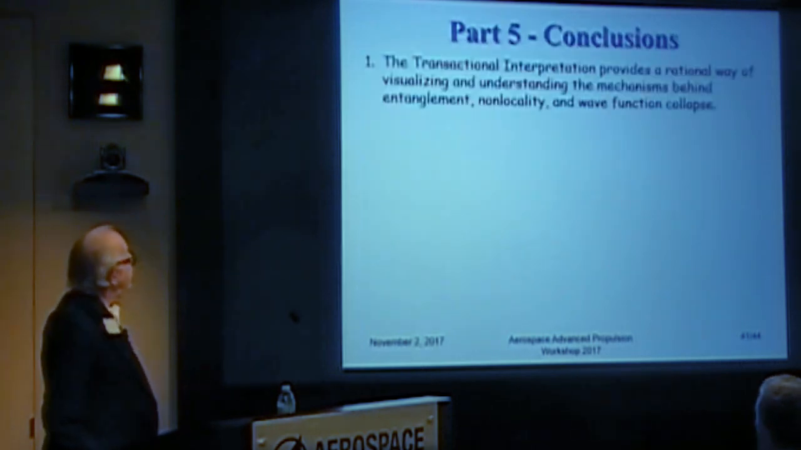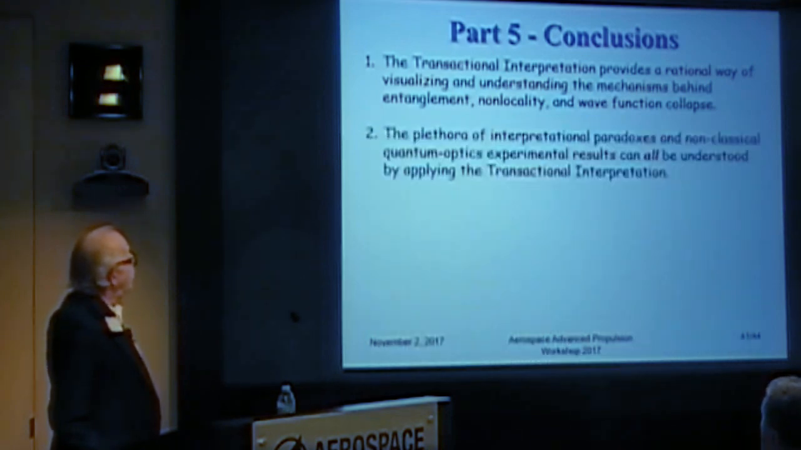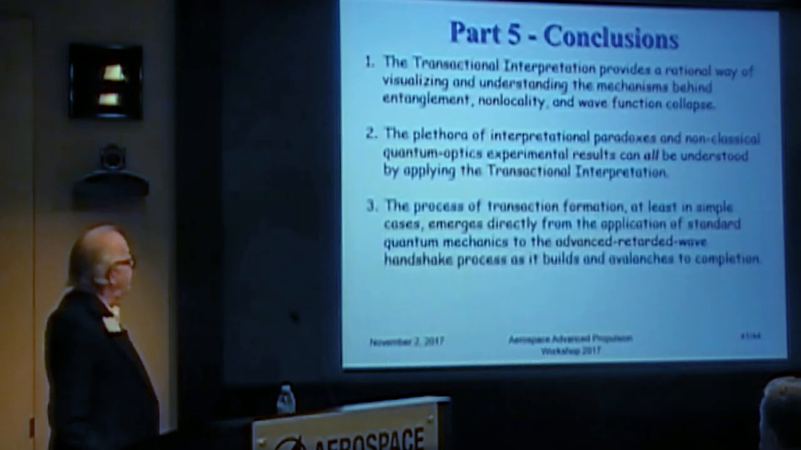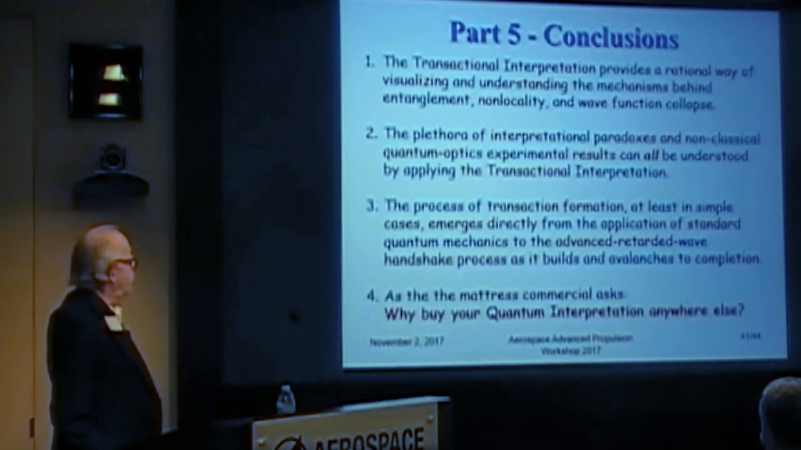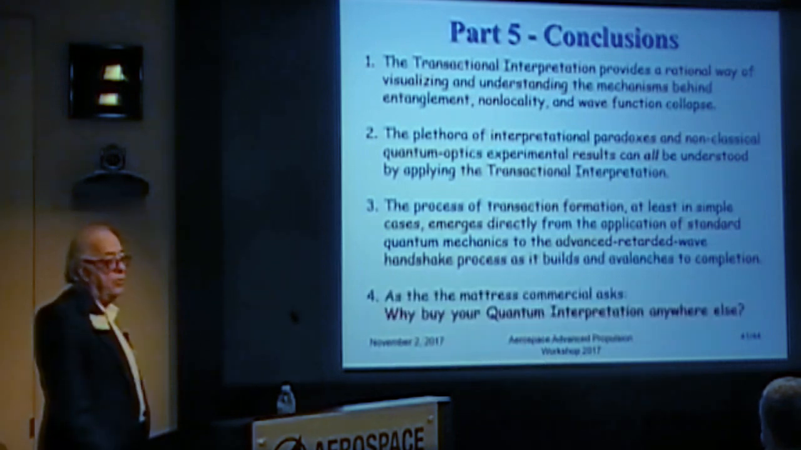so the conclusions are that the transactional interpretation provides a rational way of visualizing and understanding mechanisms behind entanglement, non-locality, and wave function collapse. The plethora of interpretational paradoxes and other non-classical quantum optics experiment results can all be understood by applying the transactional interpretation. The process of transaction formation, at least in simple cases, emerges directly from the application of standard quantum mechanics to advanced-retarded wave handshake processes as it builds and avalanches to completion. And finally, as the mattress commercial says, why buy your quantum interpretation anywhere else?